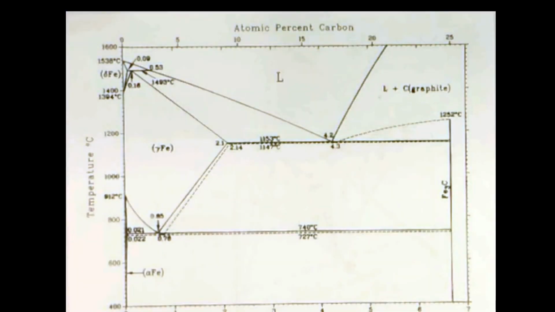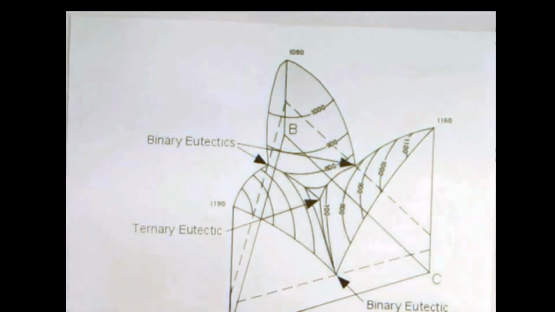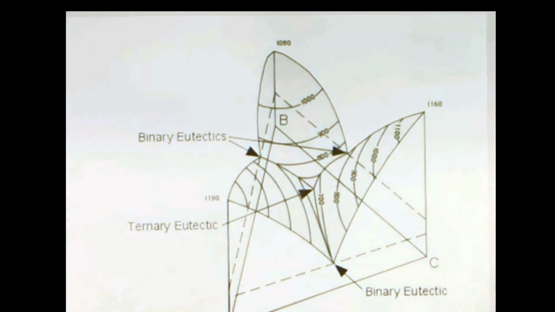The binary phase diagram is a map representing temperature and composition relationships of two components. Pressure is held constant. Ternary phase diagram consists of three components and is often represented in a triangular or 3D format.